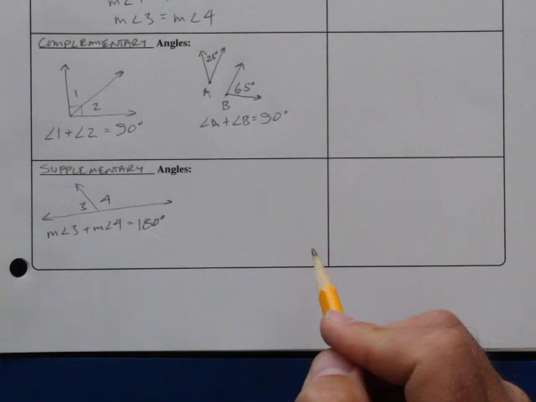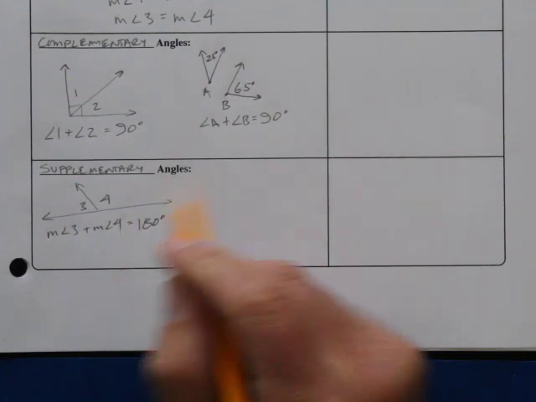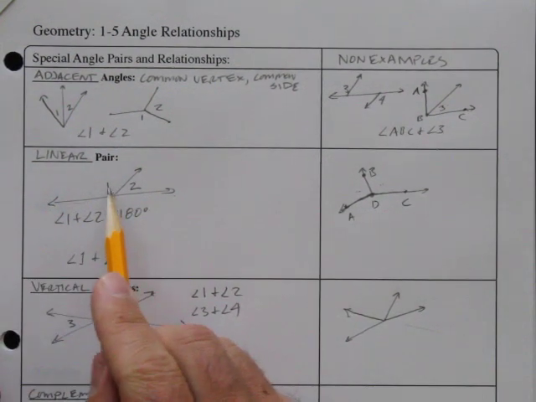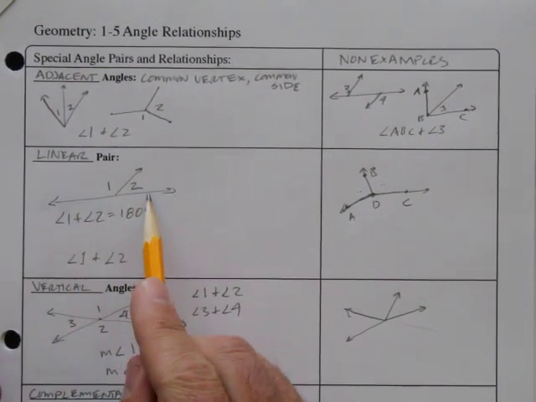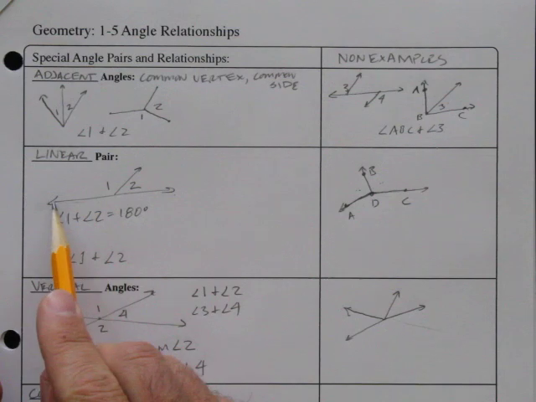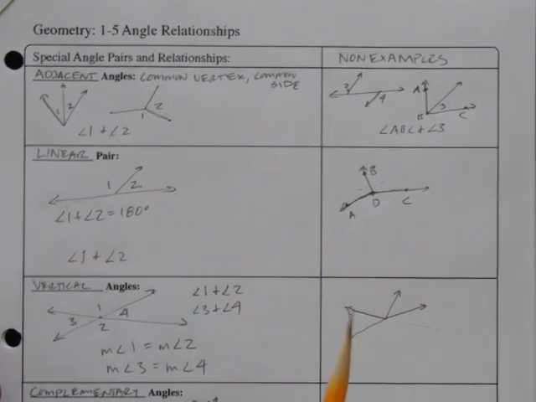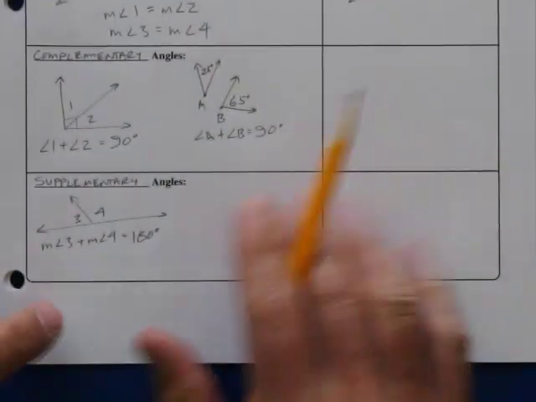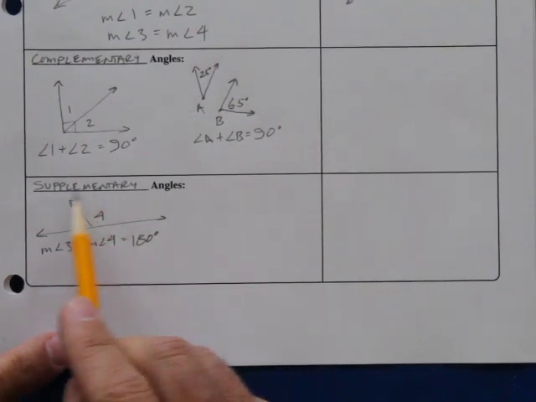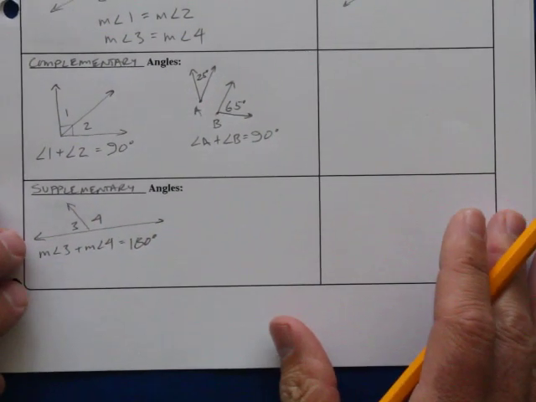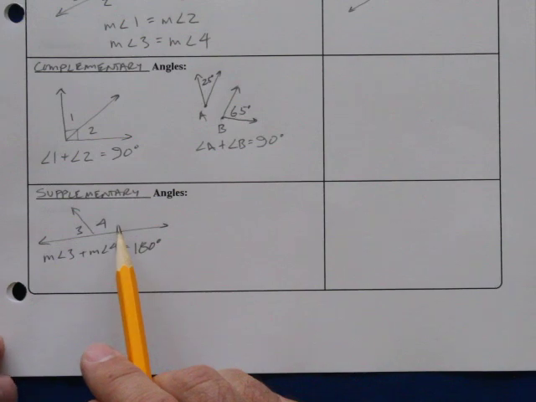They are supplementary. Now you might remember, angle 3 and angle 4 are a linear pair, just like angle 1 and angle 2 are. So in this example, you add these together, it's 180 degrees. It's a linear pair. A linear pair is a pair of supplementary angles. A linear pair is supplementary.